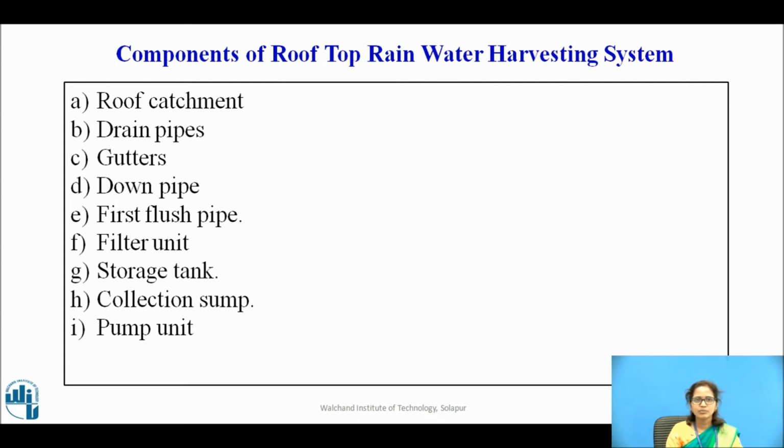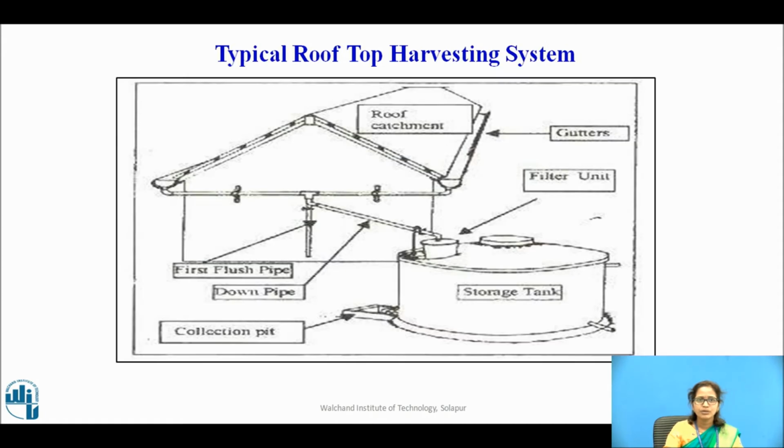And even the construction materials: you can see in the roof catchment, the components are the roof catchment and the drain pipes, the gutters, down pipes, first flush pipe, filter unit, the storage tank and the collection sump, and finally the pump unit. So these are the components of the rooftop rainwater harvesting system. So this is a typical rooftop harvesting system.